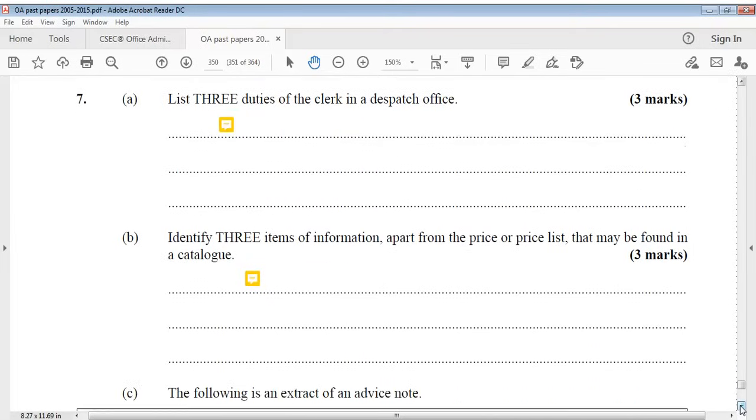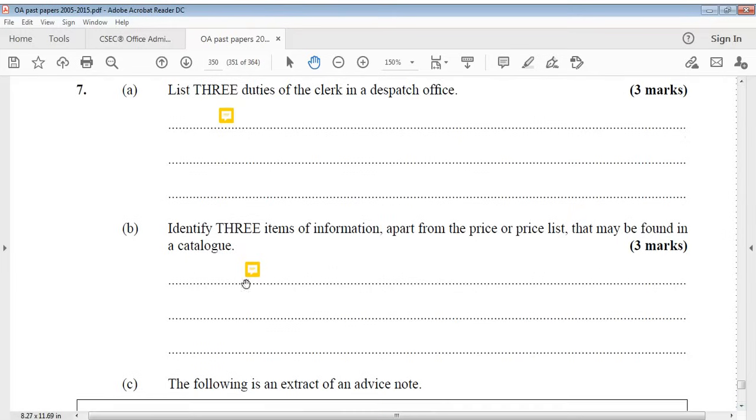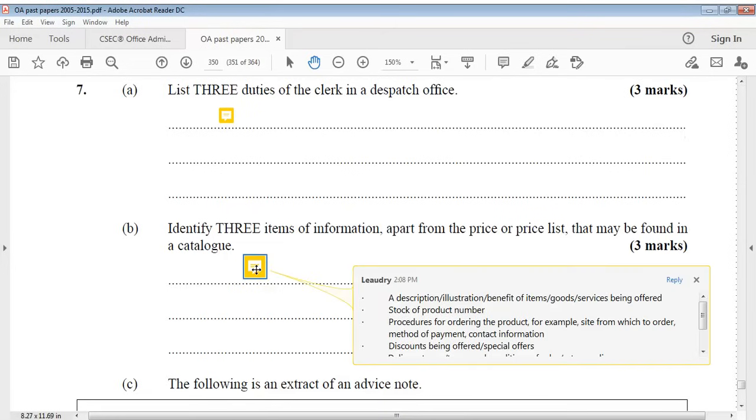Let's move on to question number 7B. Identify 3 items of information apart from the price or price list that may be found in a catalog. 3 items of information, all right?